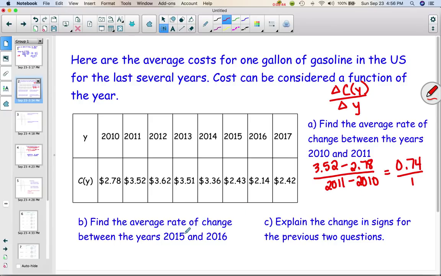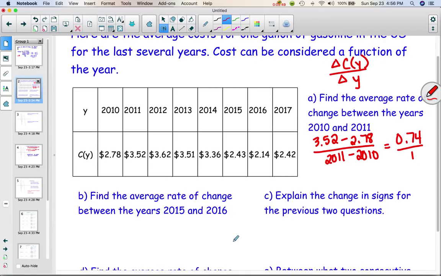For the next one I have here, find the average rate of change between the years 2015 and 2016. So I'm going to look at 2016, and I see that that was $2.14, and 2015 was $2.43. And again, my years, it's just a 1 year difference, but just to make sure that we don't mess up on a coming up problem, let's make sure we do that right. So if you take $2.14 minus $2.43, we get a negative 29 cents per year.